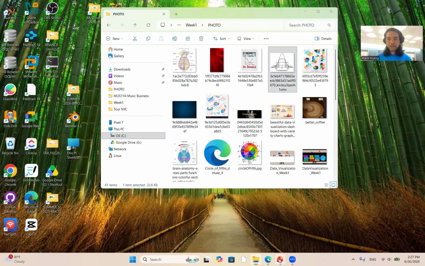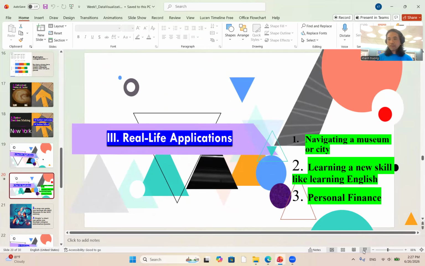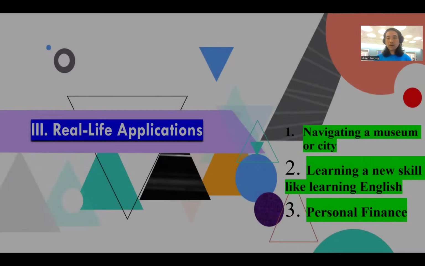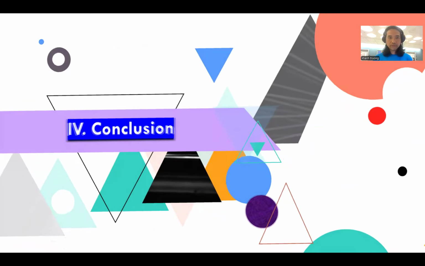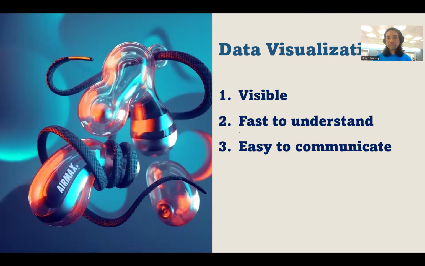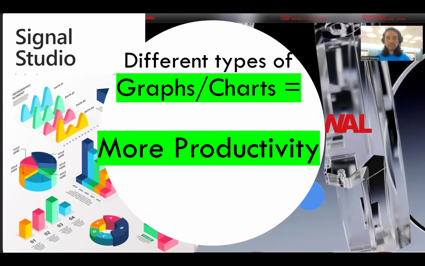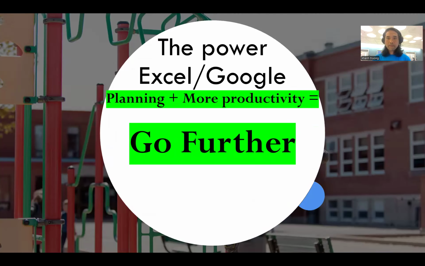Anyway, these are basically the main points that I'm talking about from the week 1 presentation. If a map helps you navigate through a museum, then it definitely helps you navigate through the city, right? Then a graph and a chart can guide you through a complex information puzzle, okay? In conclusion, data visualization is visible, fast to understand, and easy to communicate, okay?